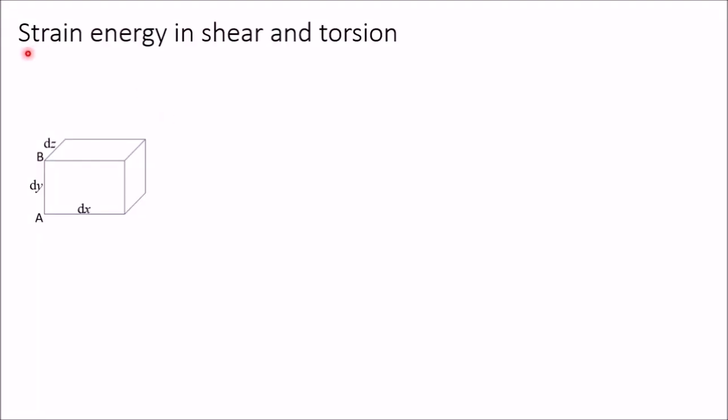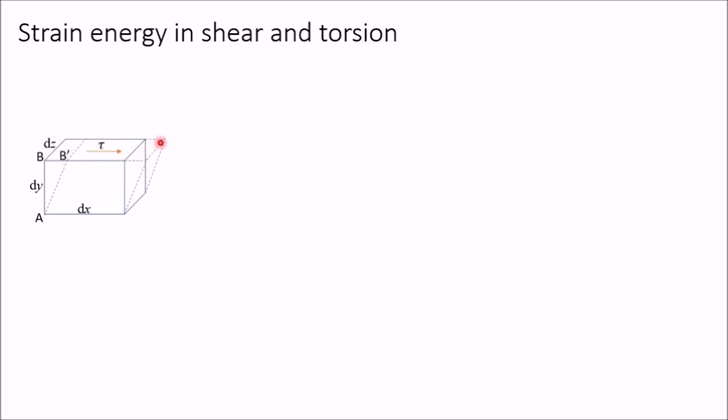Hello students, in this video we will study strain energy in shear and torsion. Consider a block of length dx, dy and dz. In this, the top face is subjected to a shear stress tau, and because of this tau a force will be acting. The value of the force will be shear stress into area, this top face area, which is equal to dx into dz.